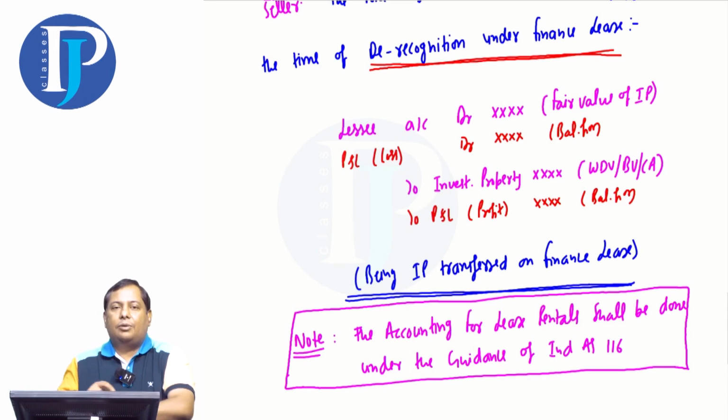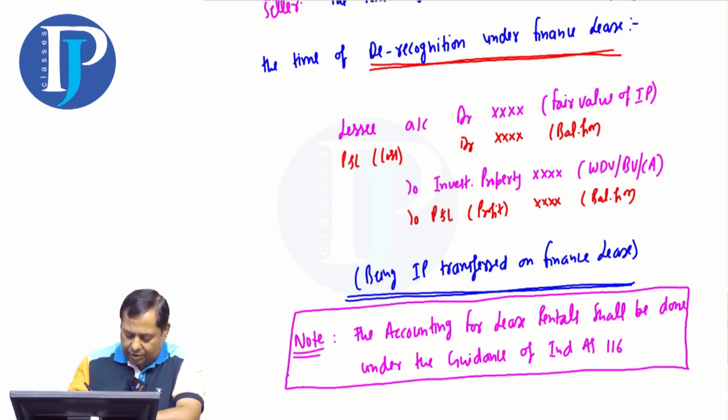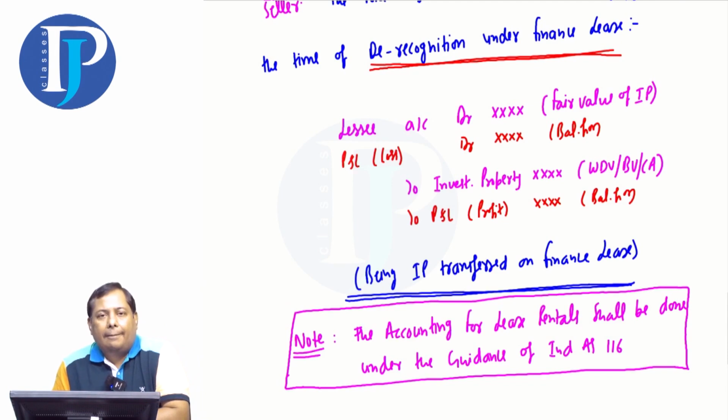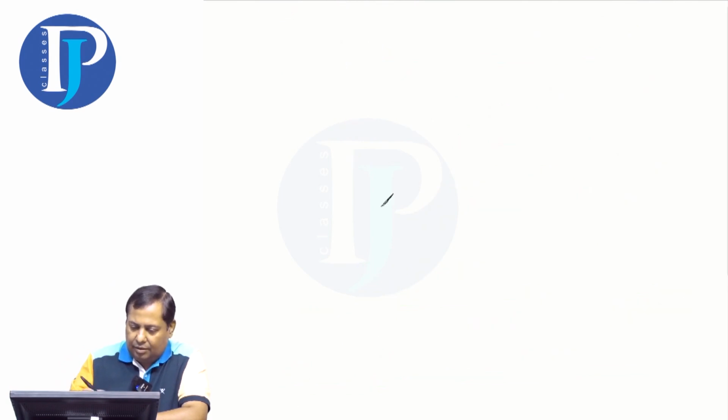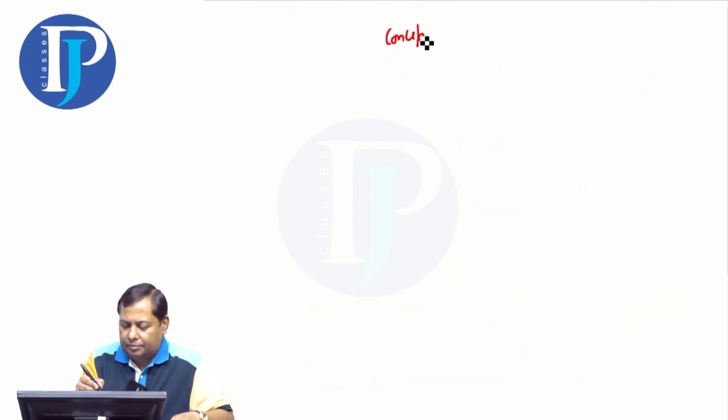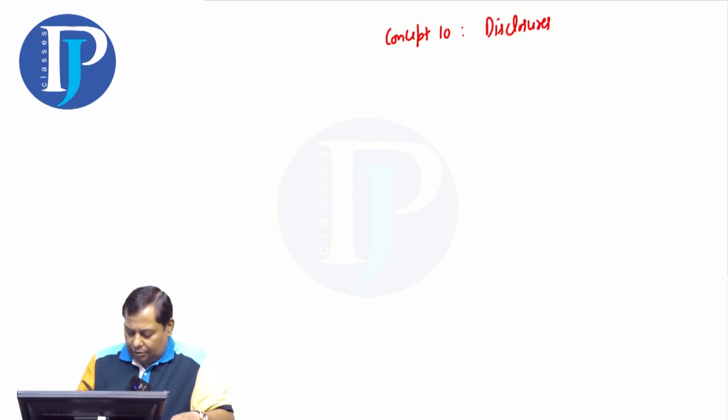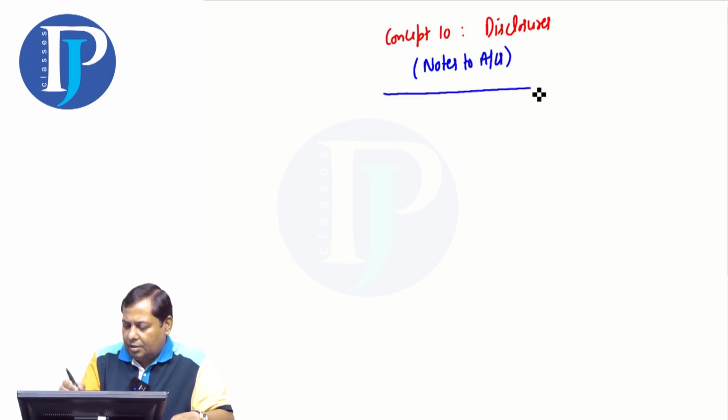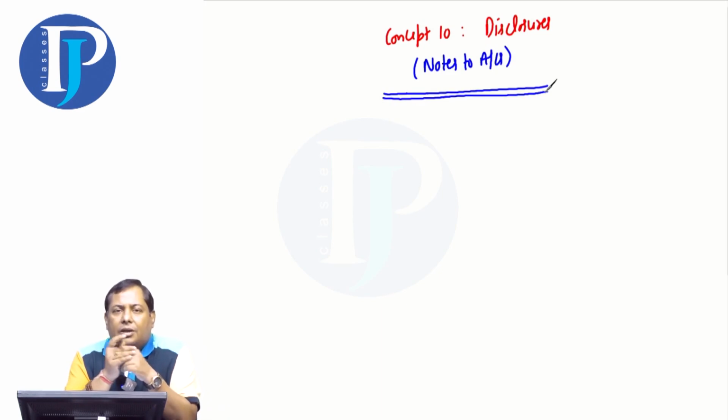So what was the concept number of this? Concept number was 9. Now let's start concept number 10. So students, it's about disclosures. Disclosures means explanations in the notes to accounts. In Ind AS 40, disclosures have been discussed, that is, what all we need to explain in the notes to the accounts.